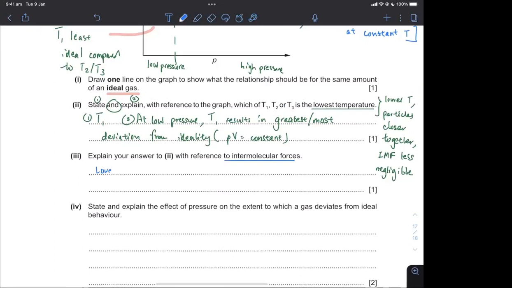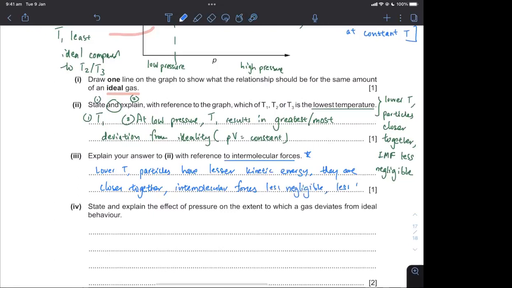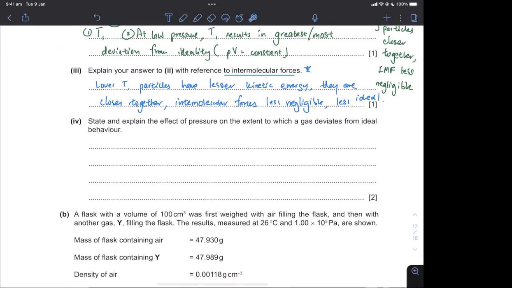So at lower temperature, the particles have lesser kinetic energy. And when they have lesser kinetic energy, they are closer together, within close proximity. And therefore, the intermolecular forces become less negligible, because that's what the question wants. Intermolecular forces become less negligible, and therefore they become less ideal, because the ideal gas assumption means negligible or very weak intermolecular force. The less negligible it is, the less ideal it is.